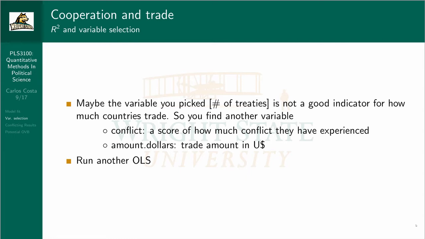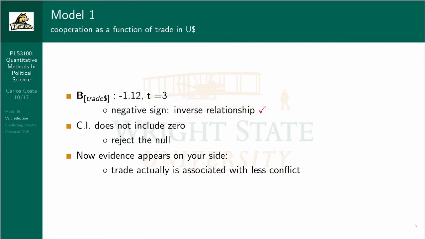So you pick another variable, say for example, trade amount in US dollars. Now we're cooking. We have an actual measure of how much trade is going on. So you rerun the OLS. This time you get a beta of -1.12 with a t-value of 3. The coefficient is negative, which is what we should expect. It is an inverse relationship.